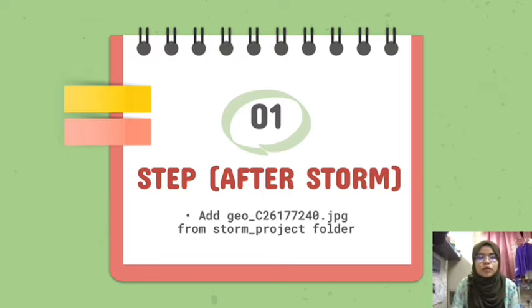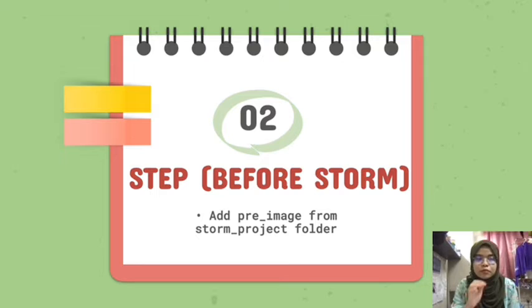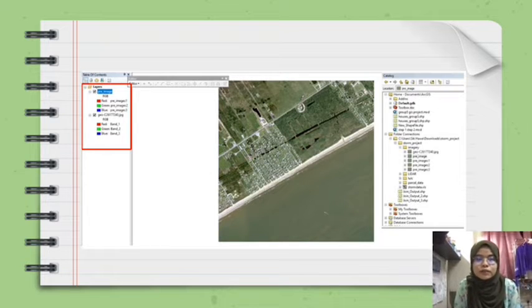Okay, so let's start. For step 1, we have the after storm. So the step is we add our image, which is geo_C26177240, our picture from the storm project folder. So this is the image, the result. Next is step 2, the before storm. So as usual, we add the pre-image from the storm project folder. So this is how it looks like.